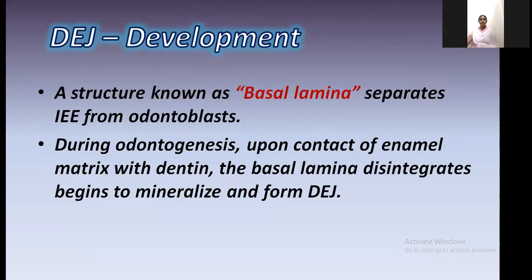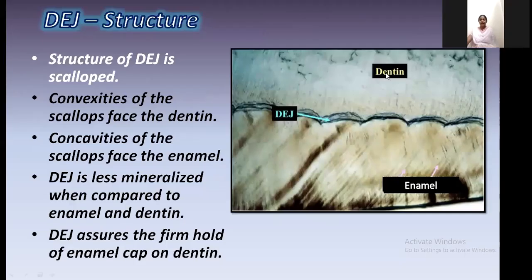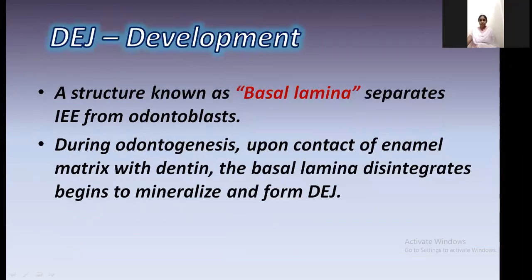Development of dentino-enamel junction. The junction between the dentin and the enamel is the dentino-enamel junction. A structure known as the basal lamina separates the inner enamel epithelium from the odontoblast. During odontogenesis, that is tooth formation, upon contact of enamel matrix with dentin, this basal lamina disintegrates and begins to mineralize to form the dentino-enamel junction. So from this, we can understand that the basal lamina is the precursor for dentino-enamel junction.